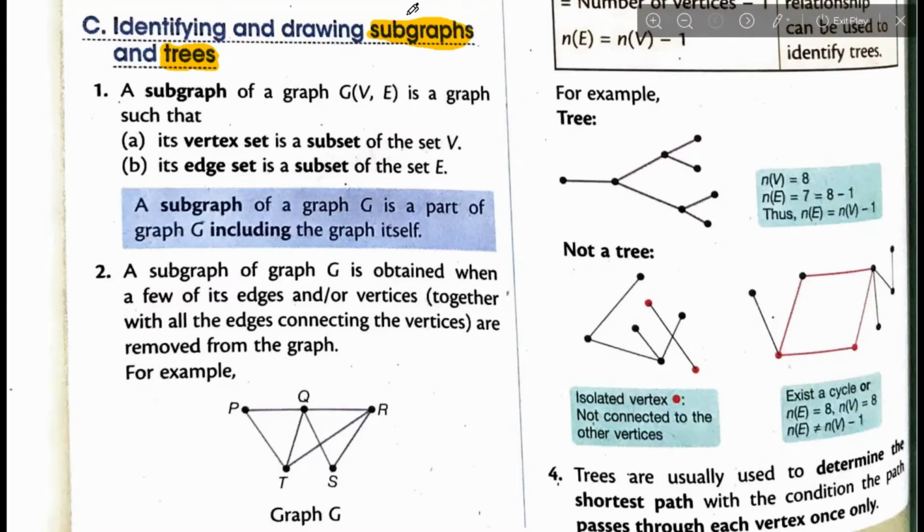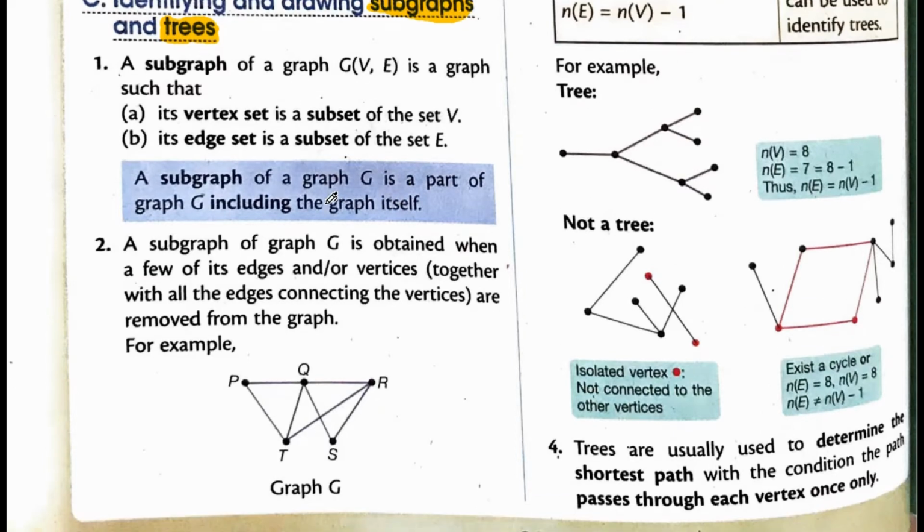Today we continue with subgraph and trees. A subgraph of a graph G(V, E). G is the symbol for graph, V is for vertices, and E is for edges. It's a graph such that its vertex set is a subset of the set V. Its edge set is a subset of set E. So a subgraph of a graph G is a part of graph G including the graph itself.